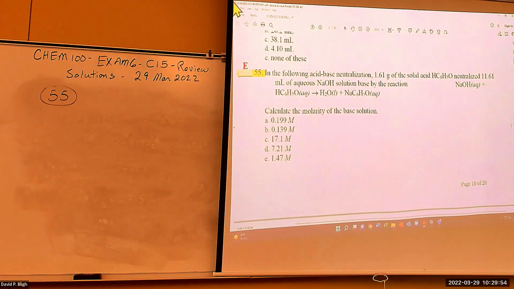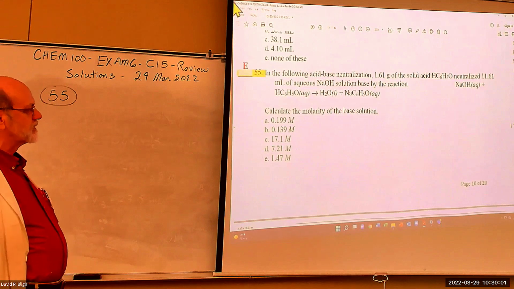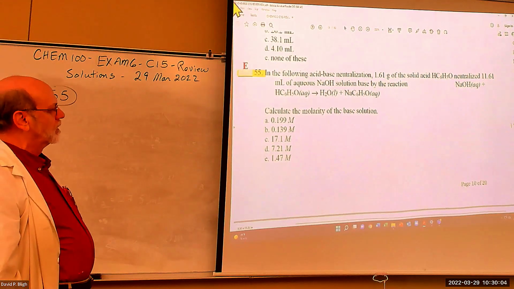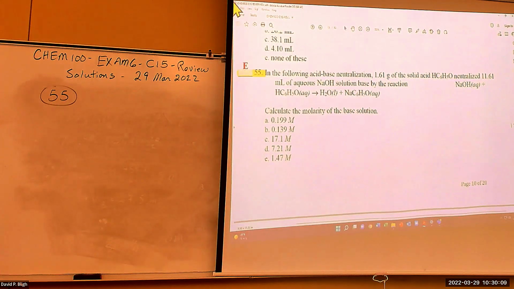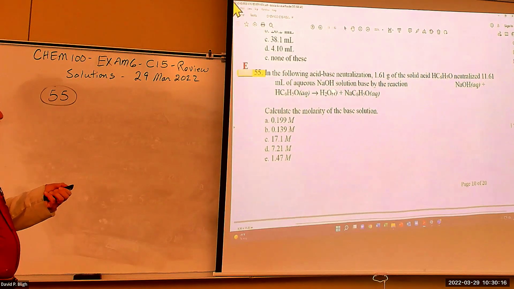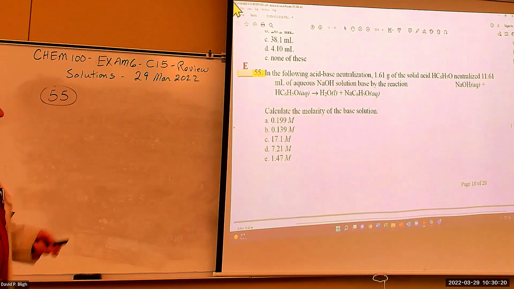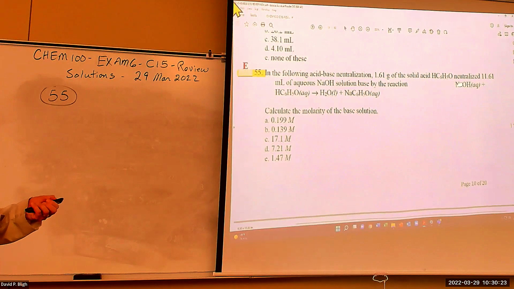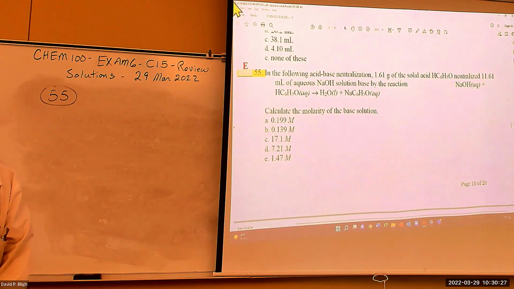Let's see. In the following acid-base neutralization, 1.61 grams of the solid HC6H5O neutralized 11.61 milliliters of aqueous sodium hydroxide, by the reaction sodium hydroxide plus this one yields water and the salt. So what do we notice? We notice that there's one hydroxyl per molecule and one acid hydrogen per molecule.